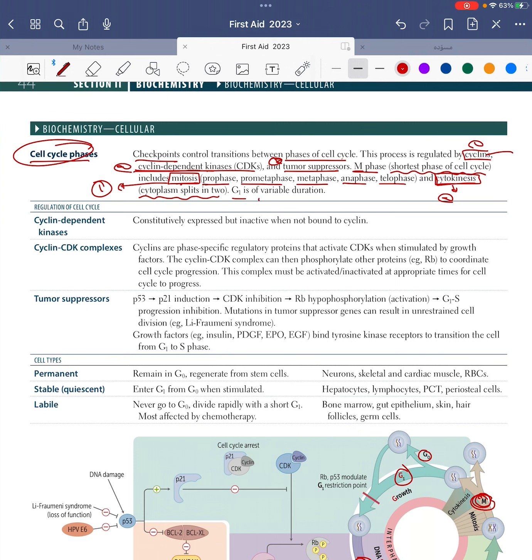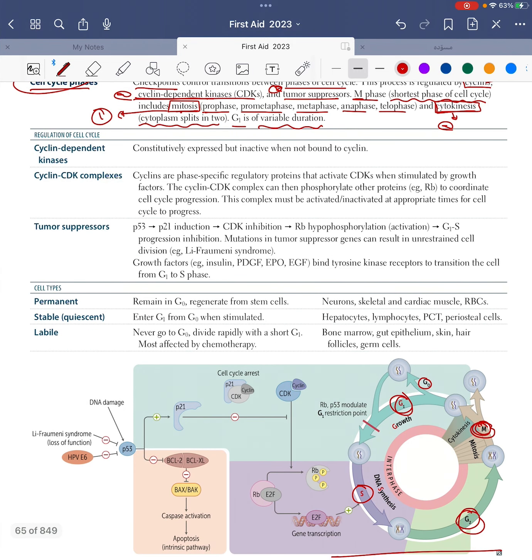We also have the G1, and it's of a variable duration. We do have a note over here that says that transcription occurs throughout the cell cycle. It happens in the interphase, that is between G1 and G2. So basically, transcription is the change that occurs from a DNA sequence into a messenger RNA, and that occurs in the interphase. Okay, so far so good.